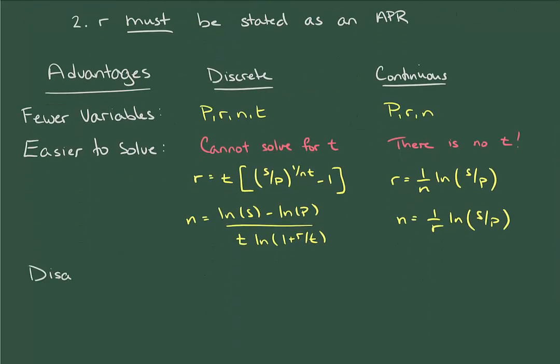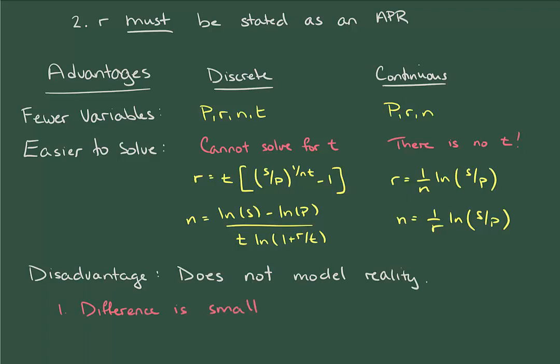Now, what are the disadvantages? Well, continuous compounding interest does not model real life. Nothing grows and compounds at every instant of time. However, this isn't a big problem. The answers you find using continuous compounding interest are similar to those of the discrete case. The differences are very small. And if you're clever about how you write the discrete equation, you can write it in terms of the continuous equation as so.